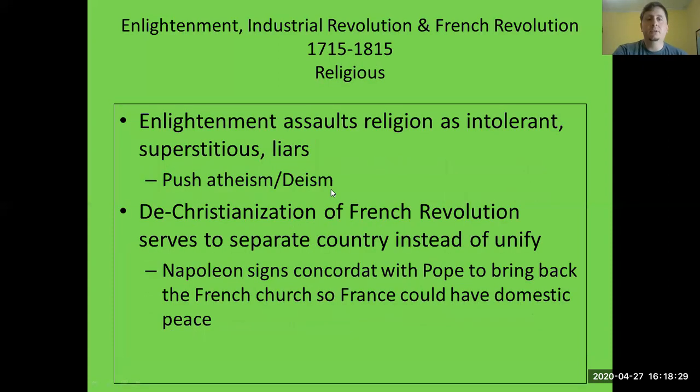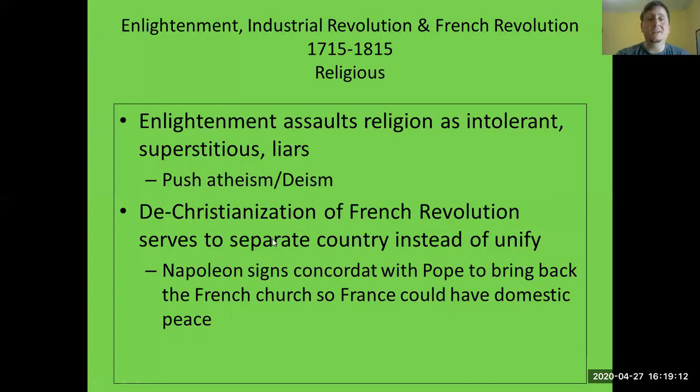All right, so let's move on to religion. So religion during this time period is assaulted in a big way. The Enlightenment tries to say that religion is intolerant, that it's superstition, that the leaders of the religious movement of Christianity are a bunch of liars. They push atheism, they push deism, but you've got to remember that the Enlightenment is an intellectual movement. It involves a lot of people at the very top, which, in the grand scheme of the population pyramid, is a really small section of the pyramid, and most of the people in this pyramid are going to remain faithful to whatever religion they're a part of, whether that be a Protestant faith or a Catholic faith.